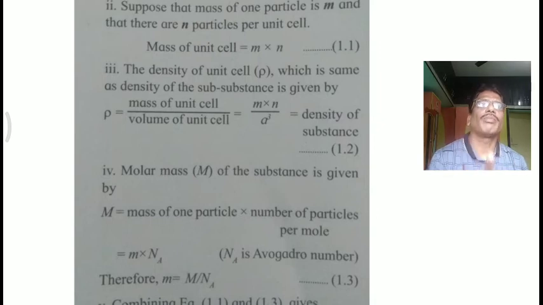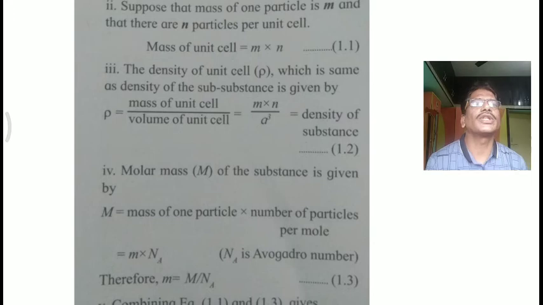So the number of particles is 1 in a simple cubic unit cell, and the mass of a particle is, suppose, m. That is m into 1, that is m. If we have to calculate the mass of the BCC, how many particles does BCC contain in one unit cell? It contains 2 particles in one unit cell. So the mass of the BCC unit cell is equal to m into 2, that is 2m.